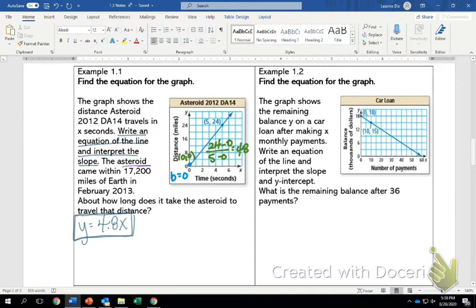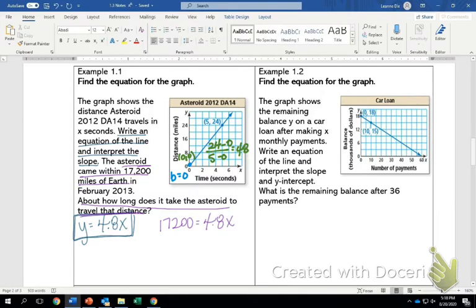The next sentence says the asteroid came within 17,200 miles of Earth in February of 2013, and then it says about how long does it take the asteroid to travel this distance. Well, so the question is, what is x that gives us the y value 17,200? So I'm going to use my formula and plug in what I know. I know the 17,200 is my y, and I know it's my y because it's my distance. So I'll say 17,200 equals 4.8x.